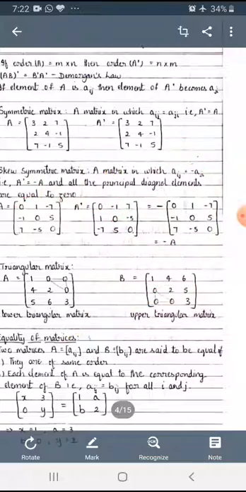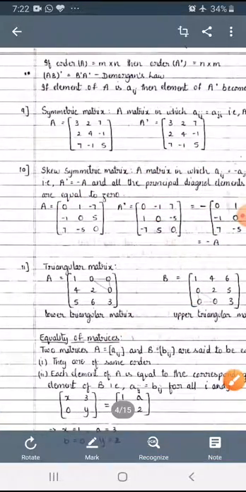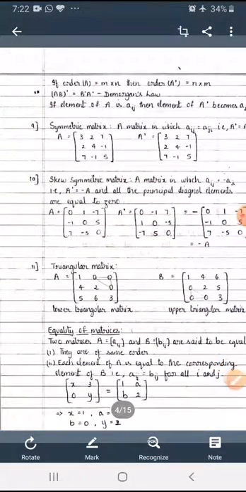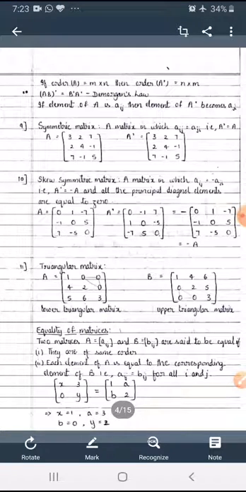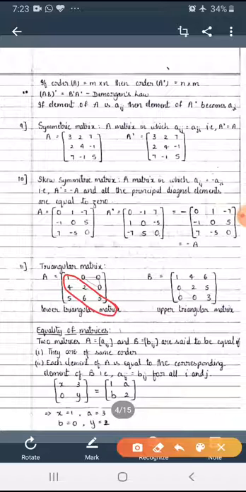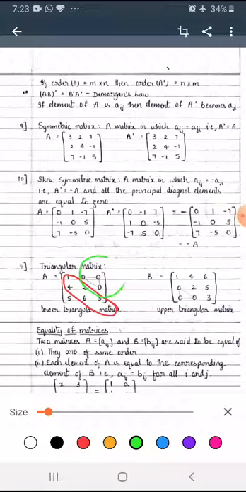Okay. Now we will see the triangular matrix. What is a triangular matrix? In a triangular matrix, in a square matrix, all the elements above the principal diagonal are 0.